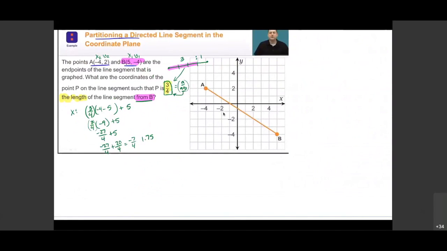If we are finding the y, we do 3/4. We do the y2, 2 minus the y1, and then plus the y1. And so minus and minus is adding, 3/4, 6 minus 4. It's going to be 18/4 minus 4. And so 18/4 minus 16/4 is 2/4 or 1/2. So that's going to be the y value.